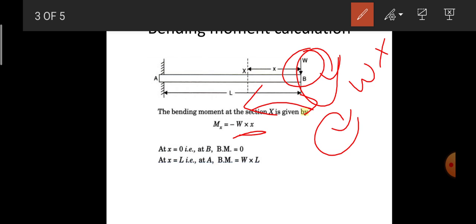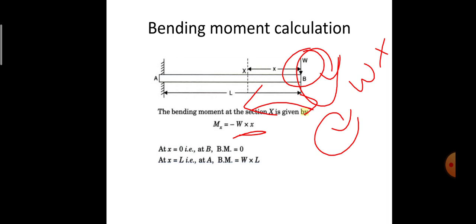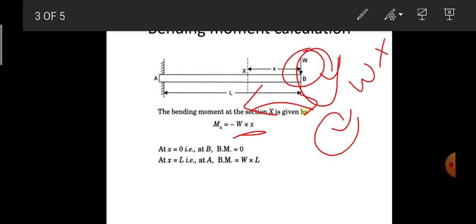Next, if I want to find out the bending moment at any section, it is proportional to the distance of the section from the free end. So if I want to find the bending moment at position B, it is W into X, which is a general expression, but at position B the value of X is equal to 0. So the bending moment is W into 0, which is nothing but 0.